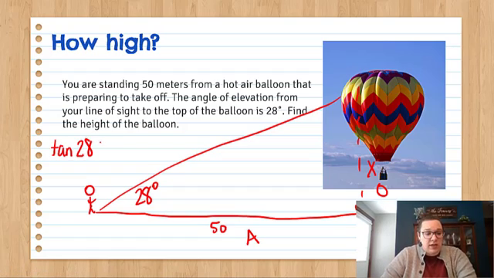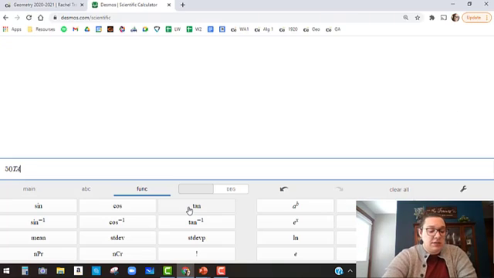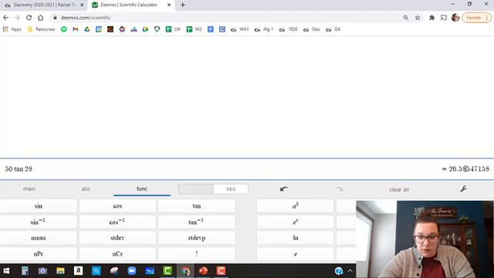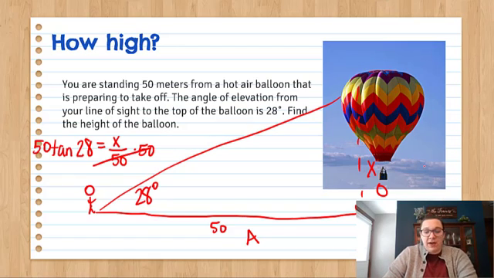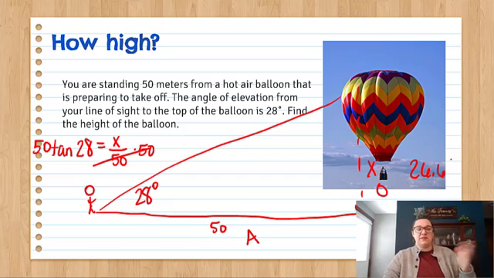Tangent of my angle, 28, equals opposite, which is x, over adjacent, which is 50. To get x by itself, to undo division, we will multiply both sides by 50. So the 50s cancel. And in my calculator, 50 tangent 28. Oh, that looks scary. Let me try again. 50 tangent 28, which is about 26.58, so about 26.6. So that height is about 26.6, which makes sense to me because that's probably about how tall the balloon is in and of itself, and maybe it started rising a little bit.